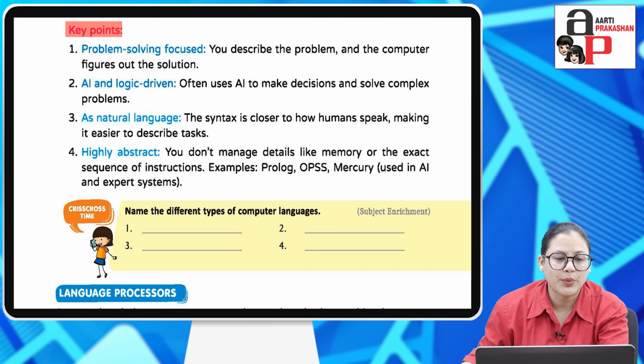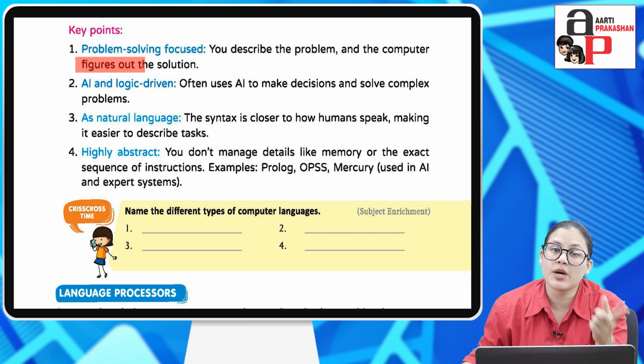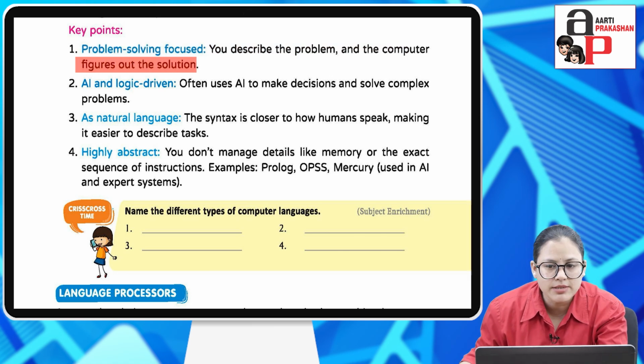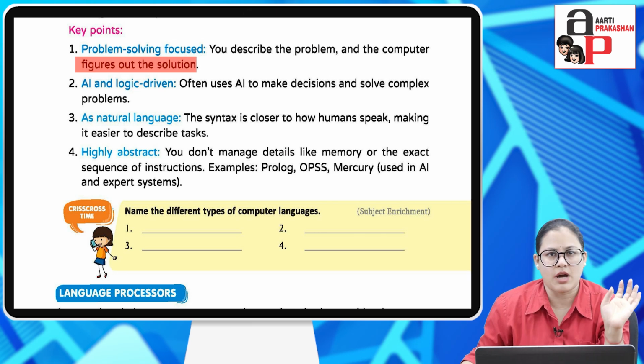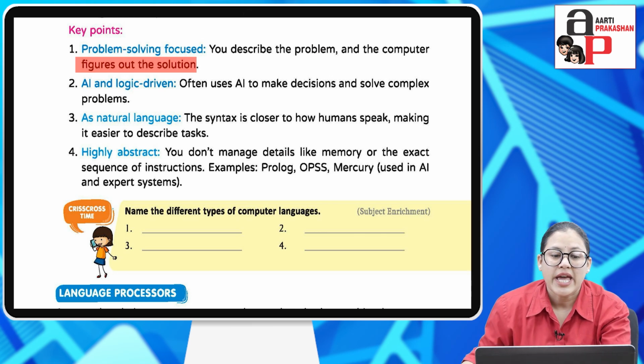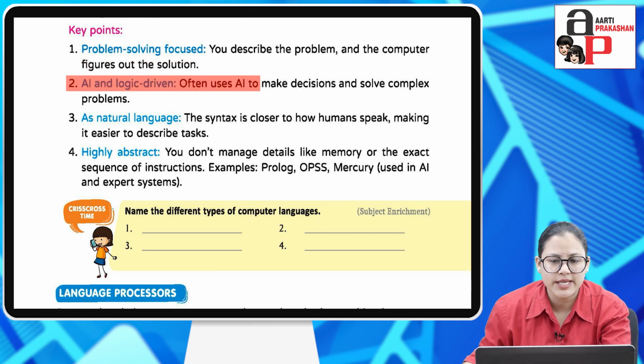Key points. Number 1, problem solving focused. You describe the problem and the computer figures out the solution. Means you will tell what the problem is and the computer automatically figures out the solution. 2, AI and logic driven. Often uses AI to make decisions and solve complex problems.